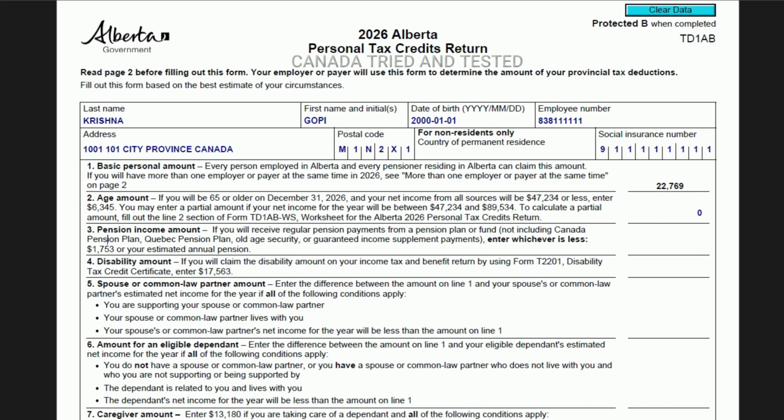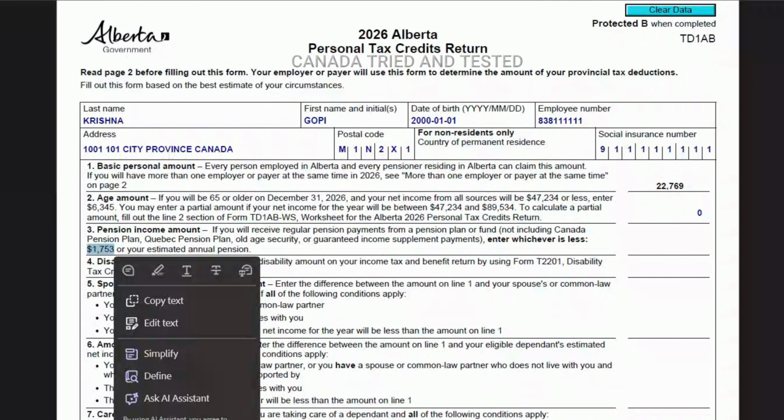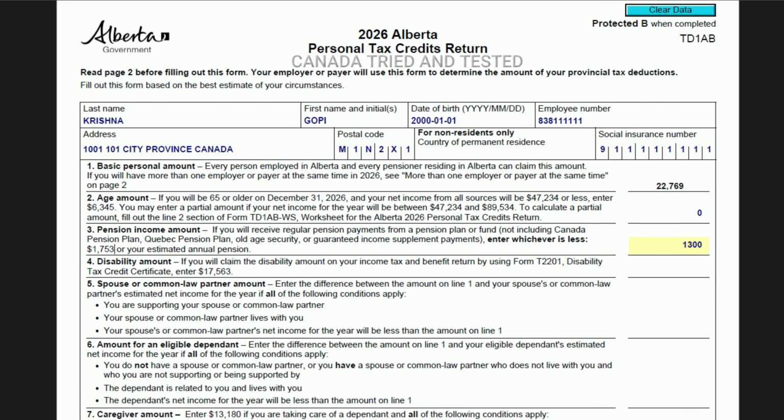Now coming to the pension income amount. If you will receive regular pension payment from a pension plan or fund, not including Canada Pension Plan, Quebec Pension Plan, Old Age Security or Guaranteed Income Supplement, these plans are excluded. Other than this, if you're getting a pension income, you will have to enter the income amount. The maximum cap is 1,753. If you are getting say 1,300, you will enter that. Or if it is 2,000, you will enter 1,753. If you're not getting any pension, just make an entry as 0.